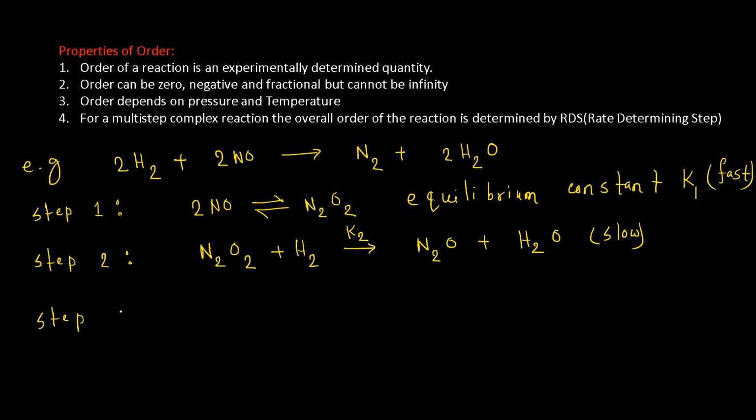In step 3, N2O plus hydrogen gives us nitrogen with water. And this step is very fast, and we write a rate constant for this reaction, and that is K3.